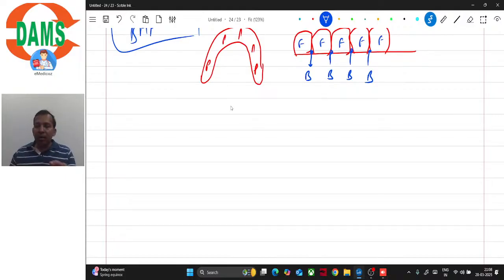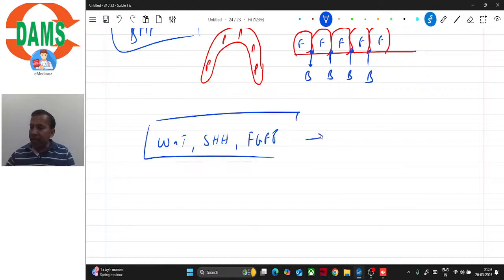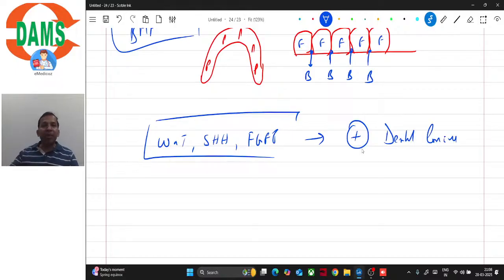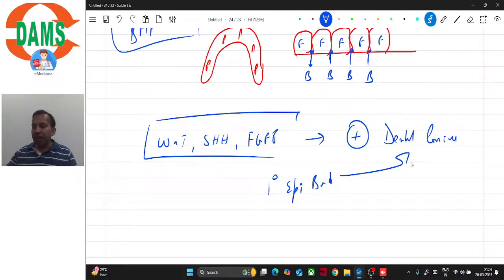So WNT and SHH and FGF8 collectively they have a role in initiating the dental lamina, or differentiation of dental lamina from the primary epithelial band. So they also act on primary epithelial band to form dental lamina. So that is also the role of WNT, SHH and FGF8. Is it clear?